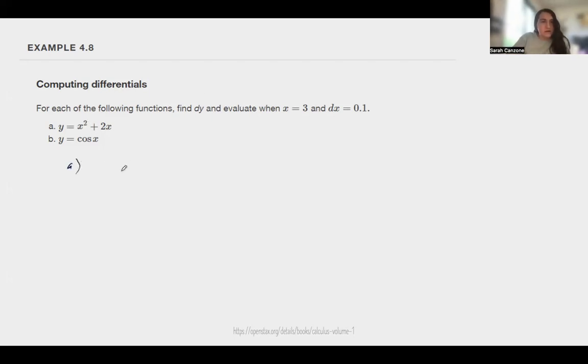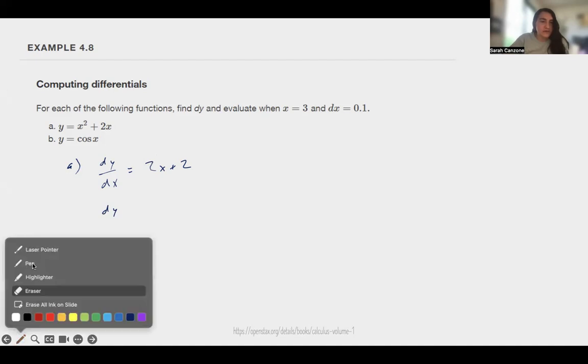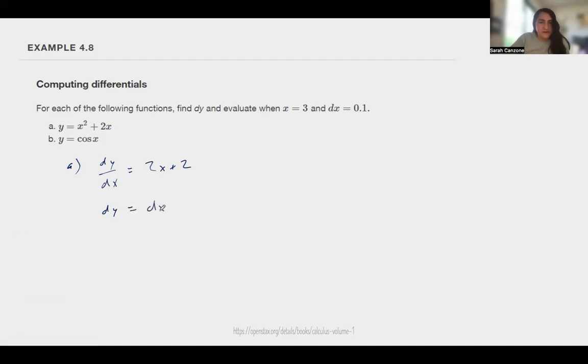So a is y equals x squared plus 2x. So we know dy dx equals just a regular old power rule. This is 2x plus 2. Therefore, if we multiply dx to the other side, we get that dy, no fraction bar, just dy, is dx times 2x plus 2. And if we're looking to find dy when x is 3 and dx is 0.1, then, well, dx is 0.1.